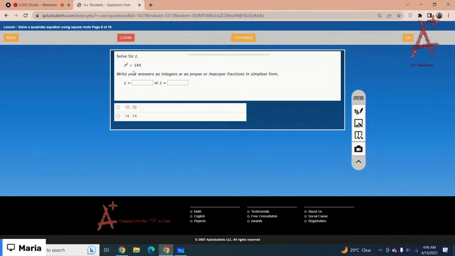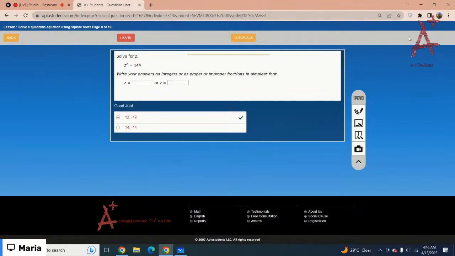Okay, solve for z squared equals 144. So which is the correct option? The square root of 144 equals positive 12 and negative 12. Option number 1 is the correct option.